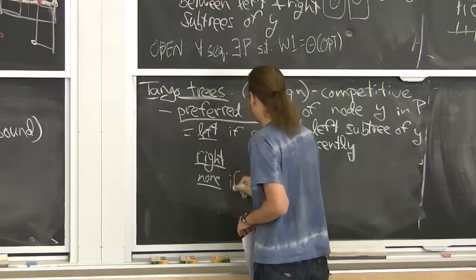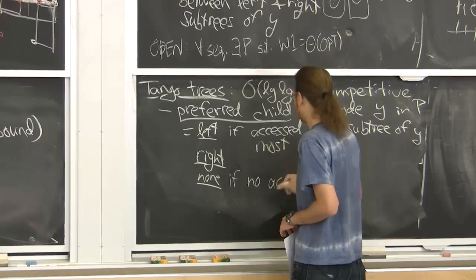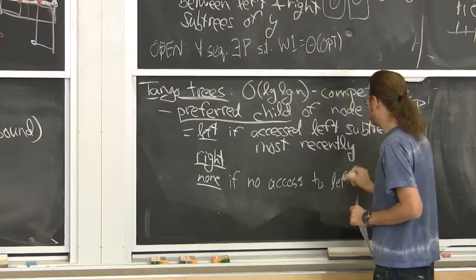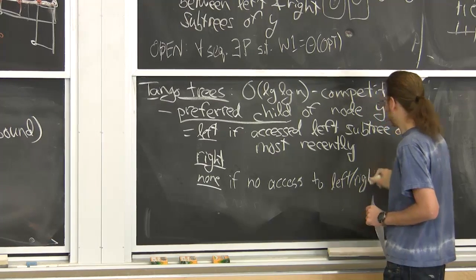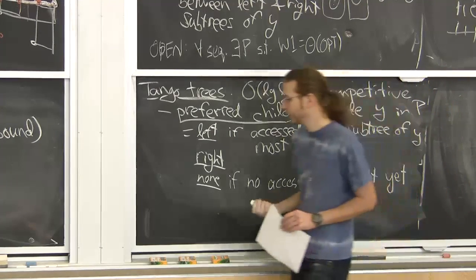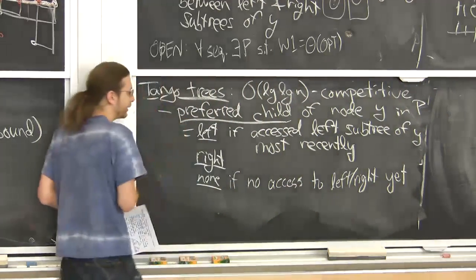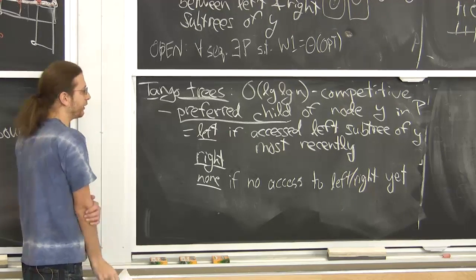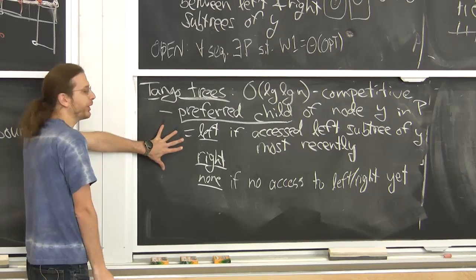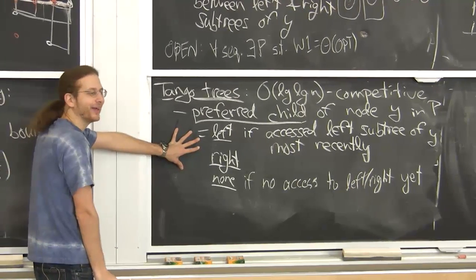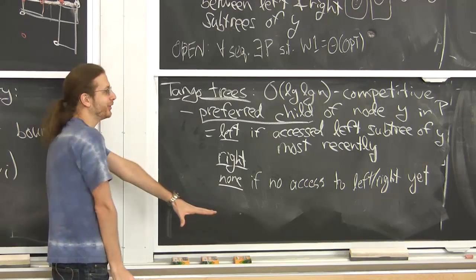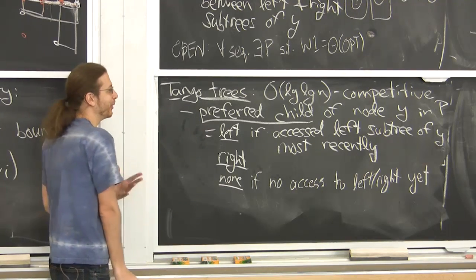So this is if no access to left or right yet. That just happens in the beginning. Once you've touched everything, everybody will have a left or right preferred child. So this is just what was your most recent child. This is like a parent with a very short memory. It's just whichever child I most recently talked to, that is my preferred child at the moment.